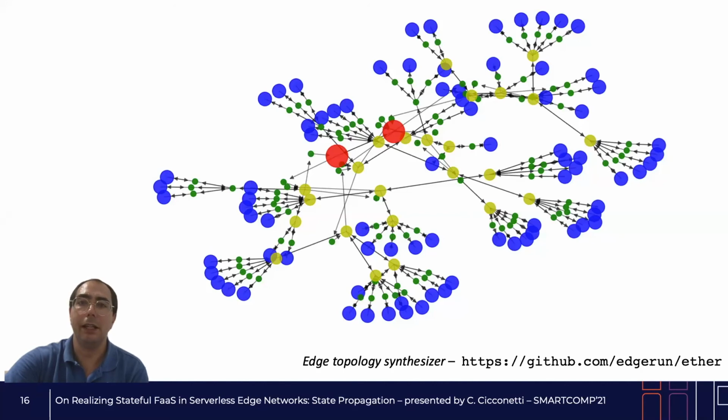One is the topology of the network under test. So for this, we have used the edge topology synthesizer, Ether, which can produce realistic topologies with some characteristics that mimic scenarios for urban sensing IoT or industrial manufacturing. This is, for instance, a possible snapshot produced by the synthesizer in the case of industrial IoT.